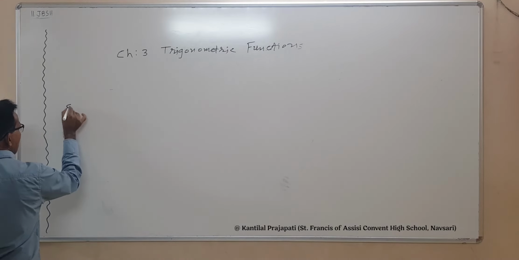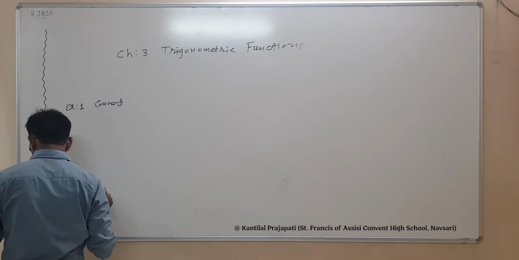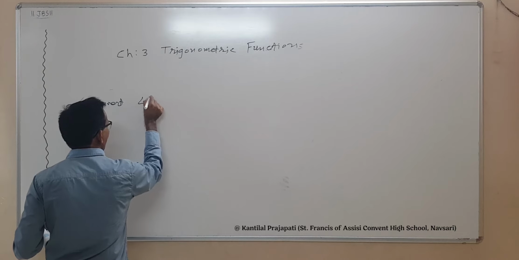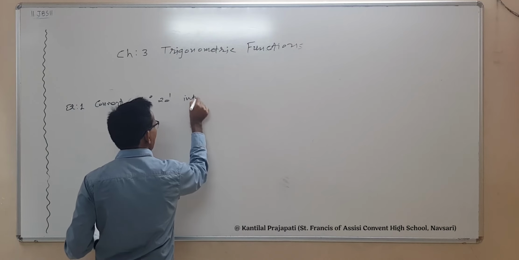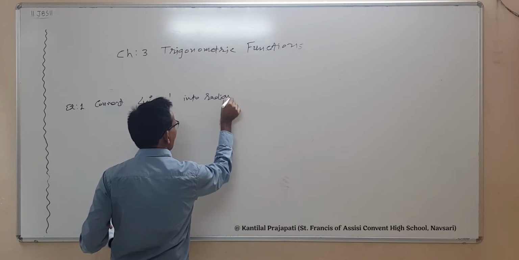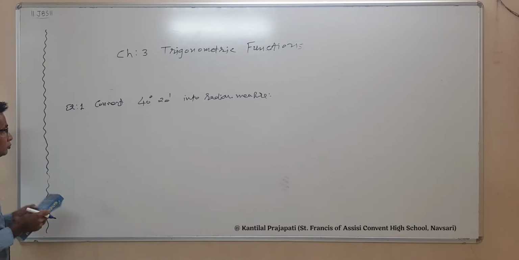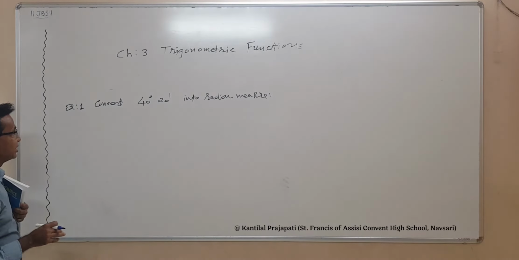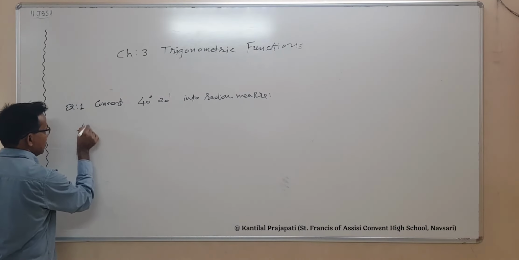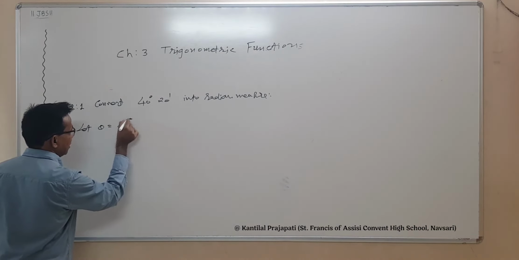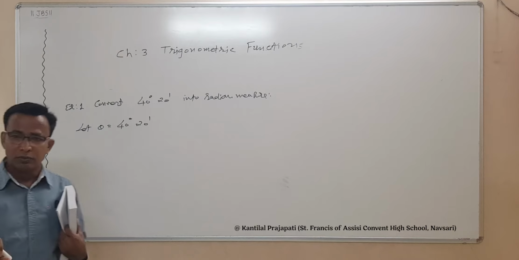Example 1. Convert 40 degree 20 minute into radian measure. Here the degree measure is given, and we have to convert it into radian measure. Let theta be equal to 40 degree 20 minute. First, we have to convert 20 minute into degree measure.